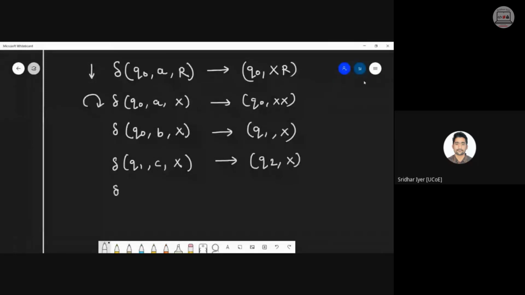Similarly, in Q2, if I encounter a D on top of X, now you tell me what is the state I should move to. Kindly give me your answers. What should be the state I should move to? Why not Q3? Because there are still some values of B left, right? Because this was only the first BCD completed.